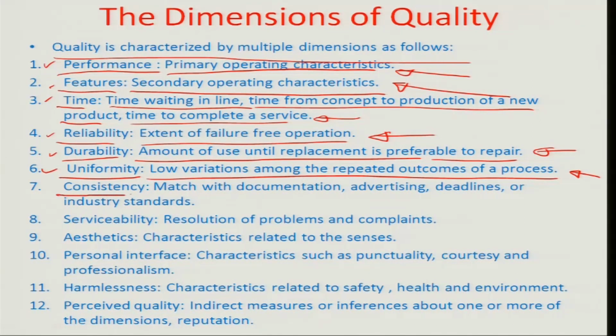Consistency. Okay, so consistency basically talks about match with documentation, advertising, deadlines or industry standards. So whatever has been planned for the process, be it the production process or the marketing process or even the design, the first principle of quality says that document everything that has been planned. In fact, all the different related certification agencies are basically nothing but overall guidelines of how to document certain processes or certain products or certain systems within an organization. So this documentation, once done, has to be matched at every level consistently.